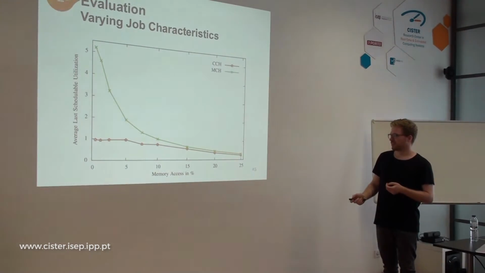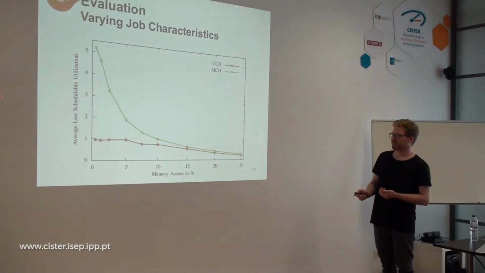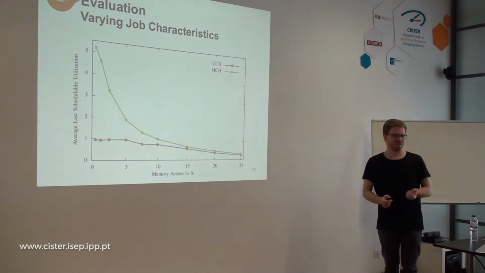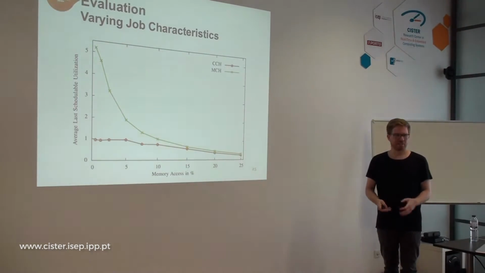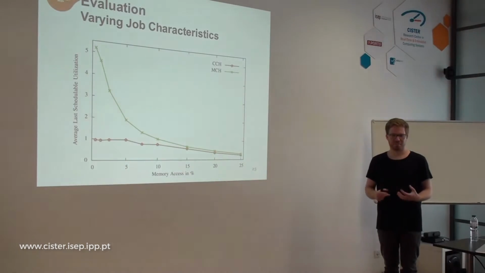And we can see that, as expected, if I increase those phases, the schedulability drops, or the last schedulable utilization drops a lot for both heuristics. But on the other hand, if we have a smaller memory access percentage than what we had before, we can see that the core-centric heuristic still does not manage to exploit this, whereas our heuristic can exploit more and more of the potential of the platform.